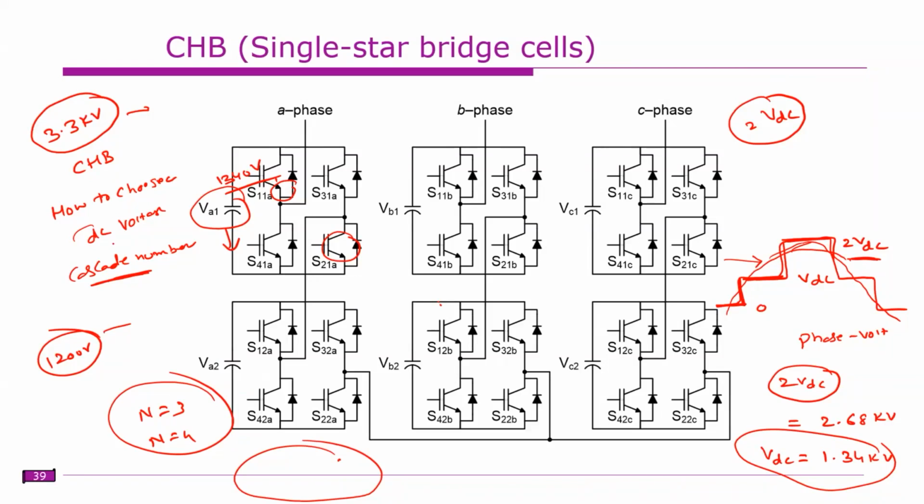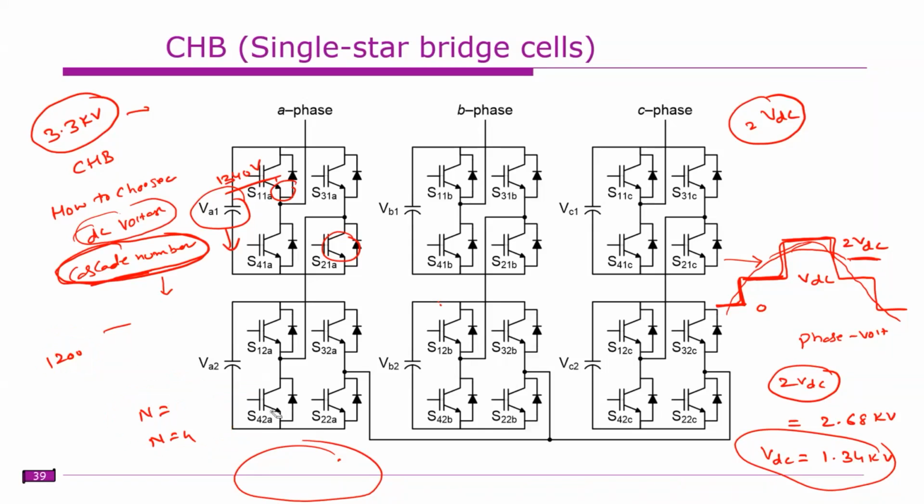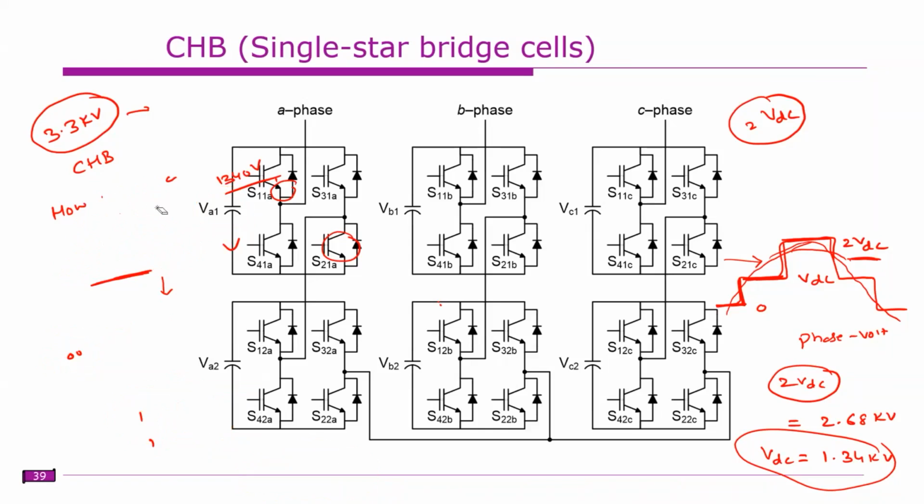So depending on the rating of the devices available, we'll choose the cascade number. Depending on the line voltage and the phase voltage RMS value, we'll choose the DC voltage. Right. So this is for star connection. So in case of delta connection, what will be the change?